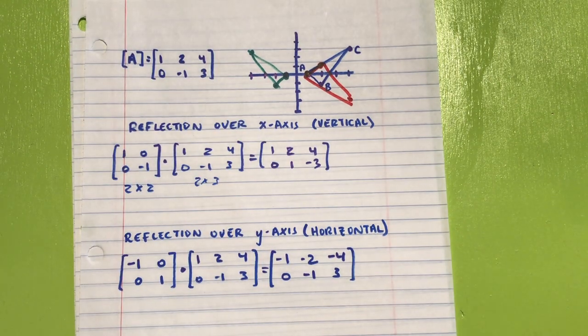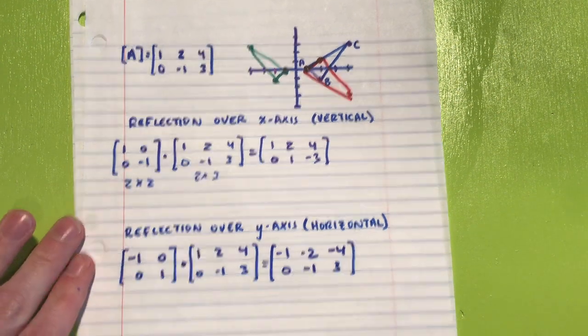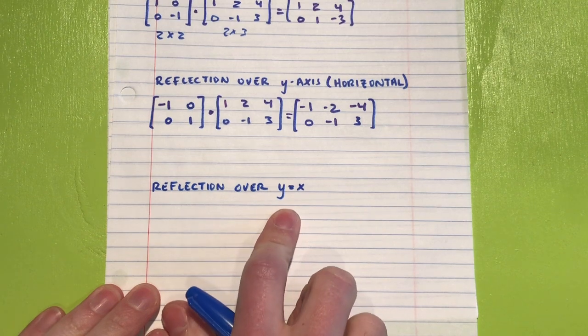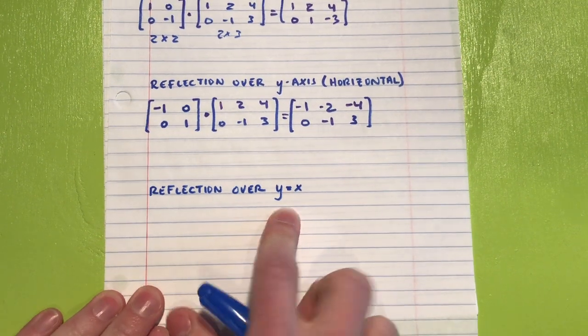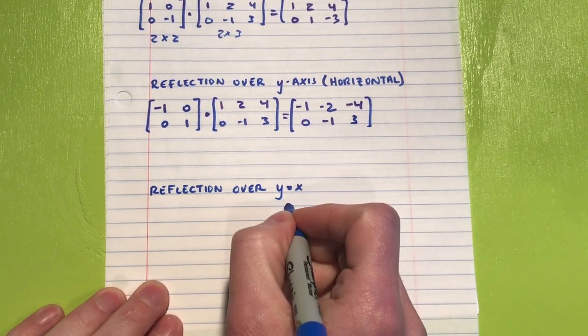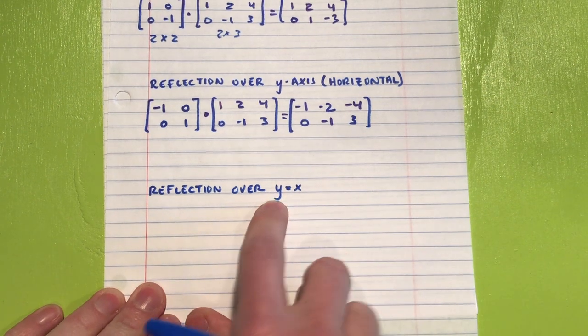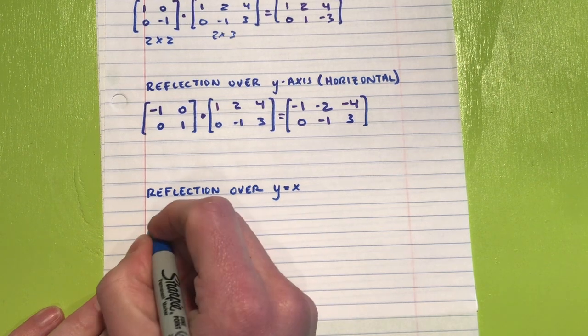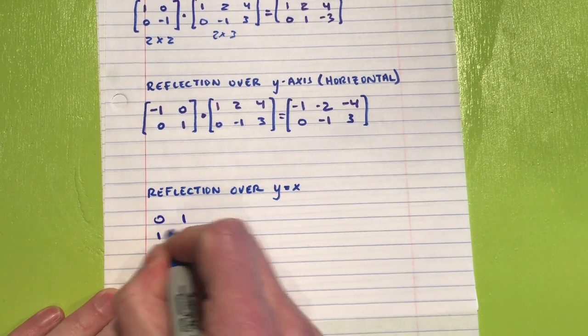I'm not going to graph the next one because I'm going to overload that, but a reflection over y equals x. Thinking back to inverses, inverses had a reflection over y equals x. What happens is the x's and y's switch. The y becomes the x becomes the y. The reflection matrix is going to be 0, 1, 1, 0.